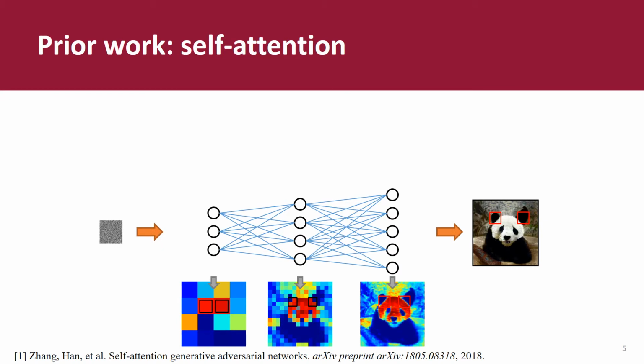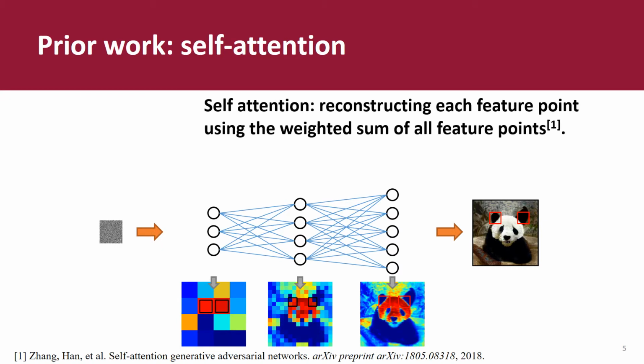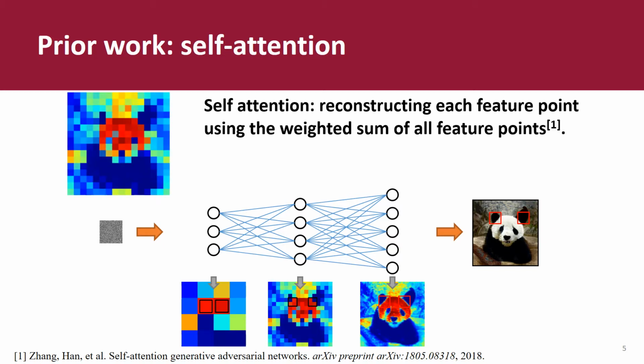SelfAttention GAN takes the first step to model long-range dependency in this task. The SelfAttention module requires computing the correlation between every two points in the feature maps. Thus, the computational costs are heavy as the feature map becomes large.